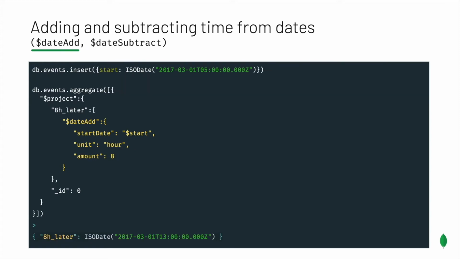Then you can add and subtract time frame to dates with $dateAdd and $dateSubtract. It is pretty straightforward. You pass your original date, unit, and amount. Here we added 8 hours to 5 o'clock and got 13 hours as a result.